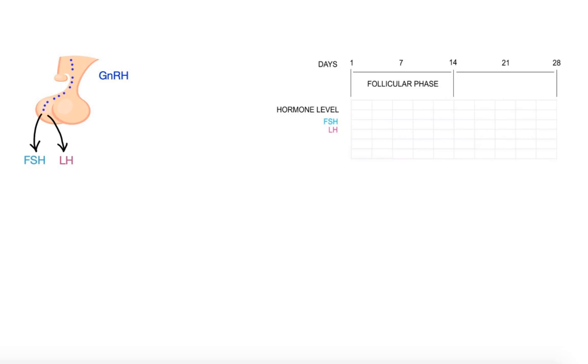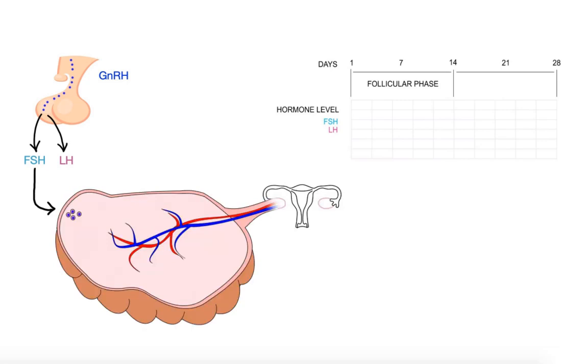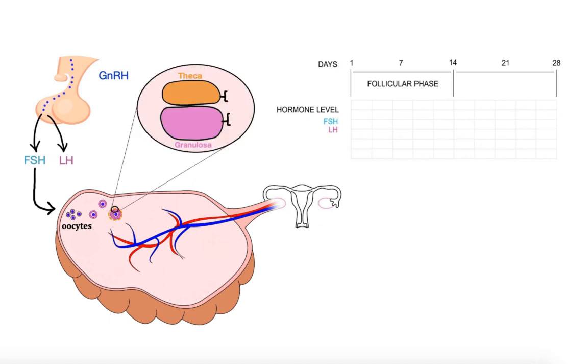Now, once released from the pituitary, FSH travels to the ovary, where it binds to immature eggs called oocytes, thereby initiating their maturation. As the ovarian follicles grow, they become surrounded by layers of so-called theca and granulosa cells. At this point, LH joins the party and stimulates LH receptors expressed on theca cells, causing them to produce androgens, which then diffuse into granulosa cells that, in response to FSH binding to the FSH receptors, convert them to estrogens.